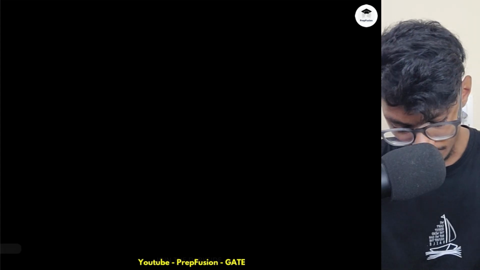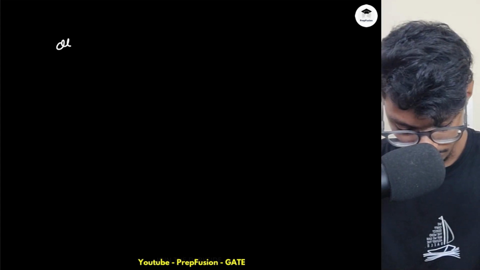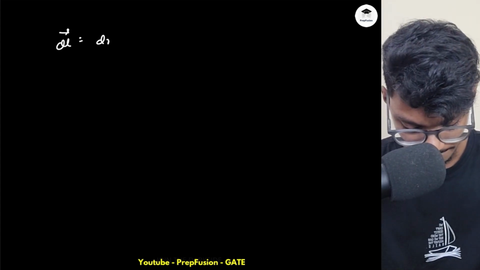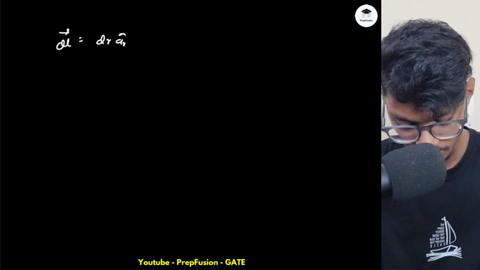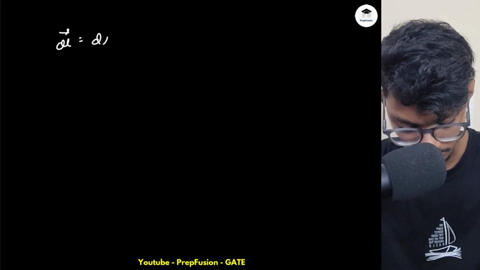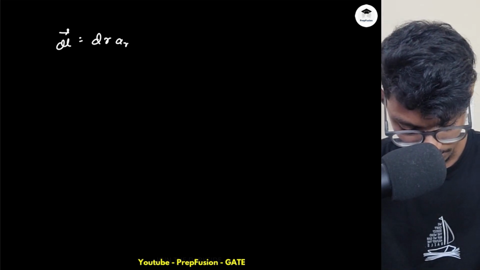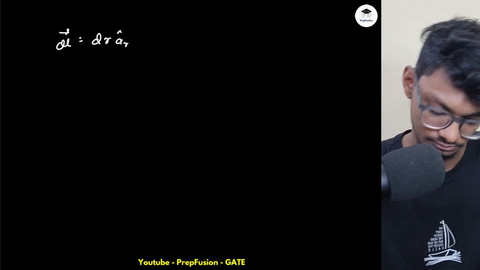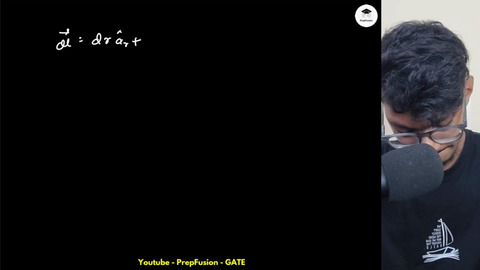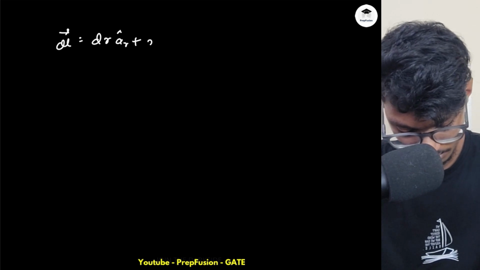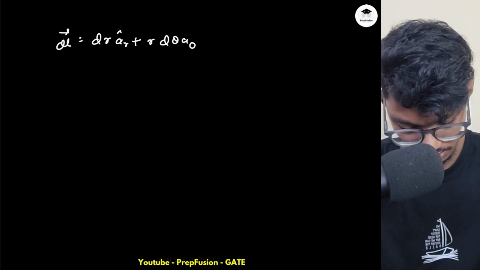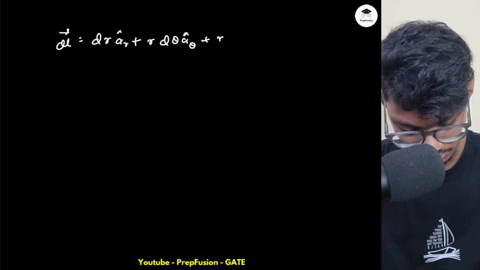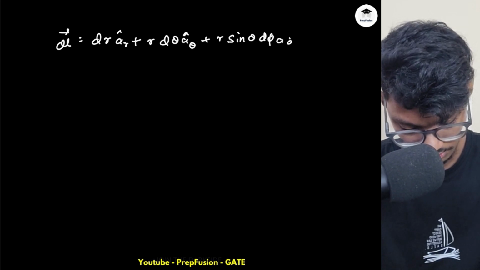So what will be my dl? The dl vector will be simply dr ar cap. All the other components will be 0 basically. I don't care, because the dot product with all the other components will be simply 0. The other terms are r d theta a theta plus r sin theta d phi a phi.